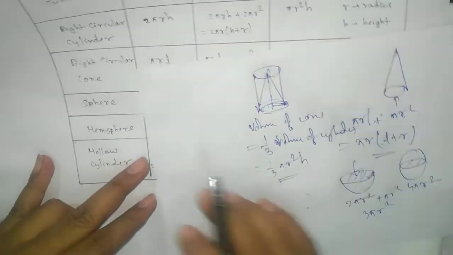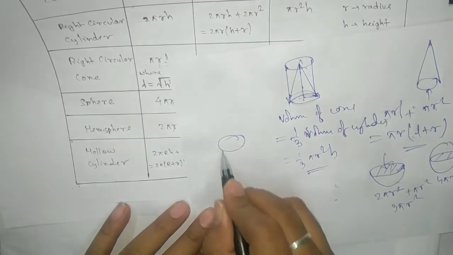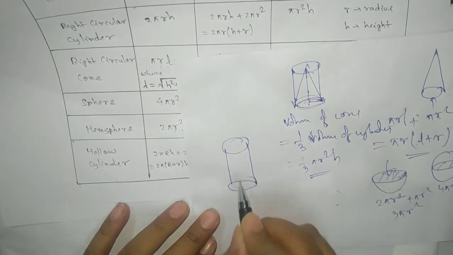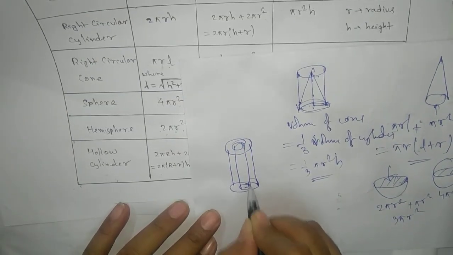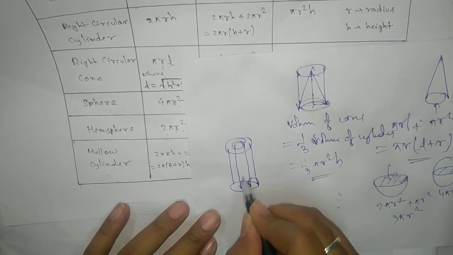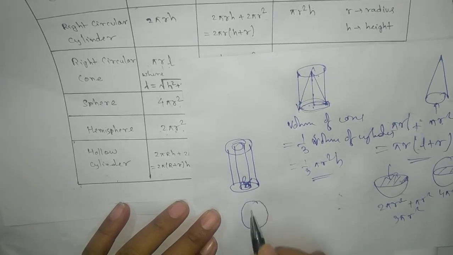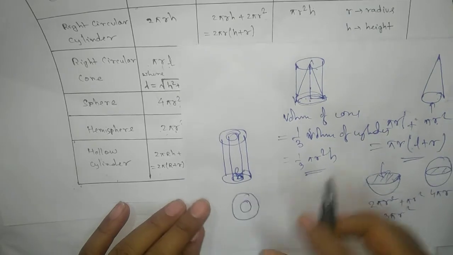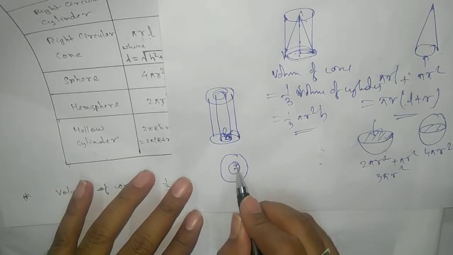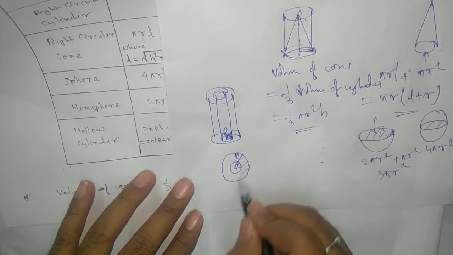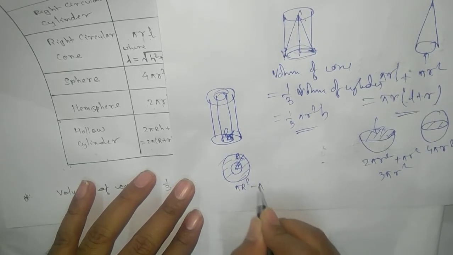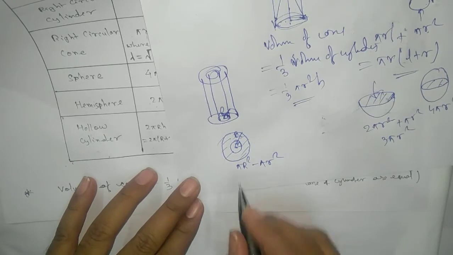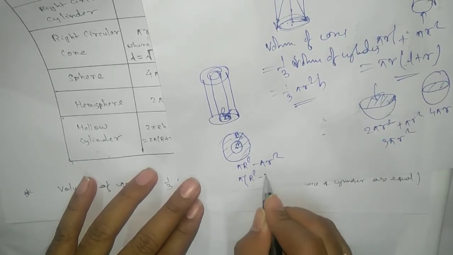So what does a hollow cylinder look like? Just take it like this, and there's a hollow inside it. So we take a smaller r and the capital R, and if we take this part out, you can see it looks like a ring, where this is your small r and this is your capital R. To find the area of this part, it is pi R square minus pi r square. So this is the formula: pi times (R square minus r square).